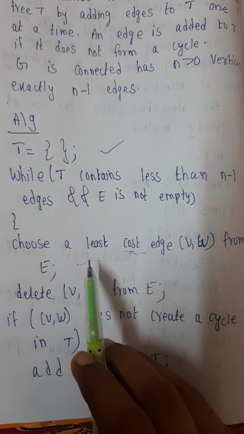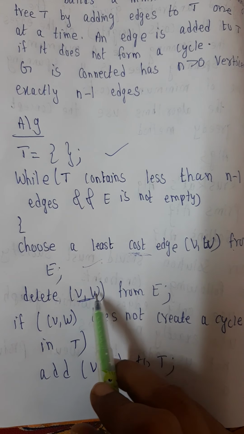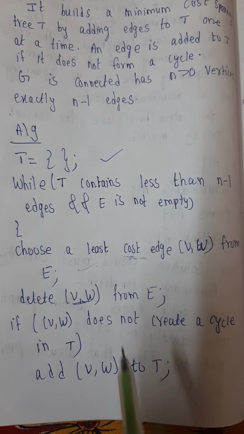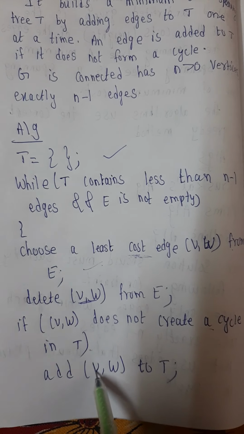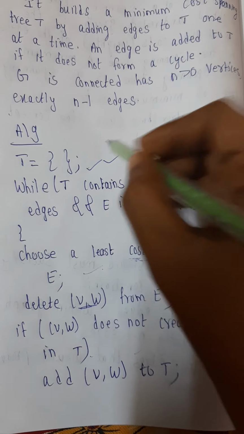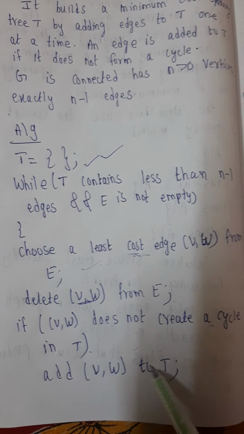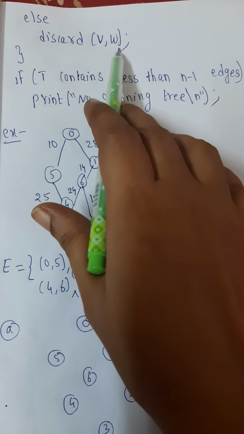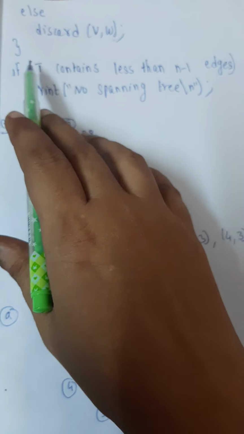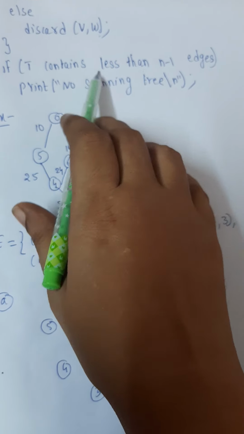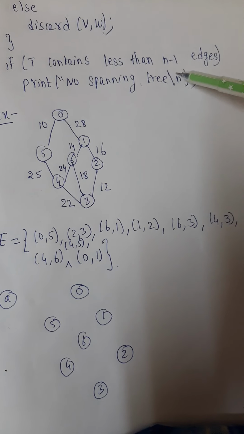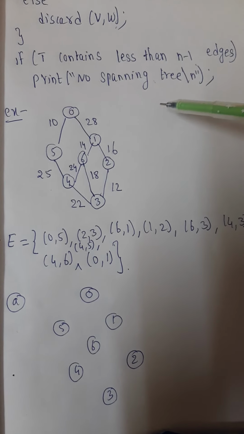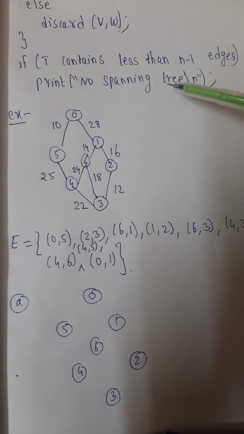Then from the edge list we have to remove the edge we have selected. Now if it does not create a cycle, then that particular edge will be added to the tree. If it is not creating a cycle, then that edge will be added to the tree. Else you discard the edge you have selected. This is the close of the while loop. If T contains less than n minus 1 edges, that is, all the edges are completed but T contains less than n minus 1, then you have to write that no spanning tree is possible.